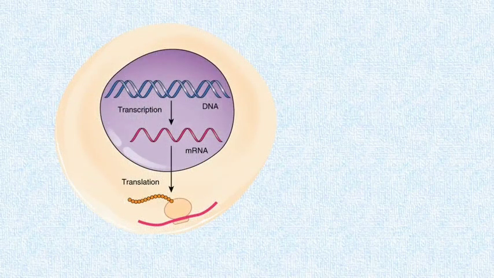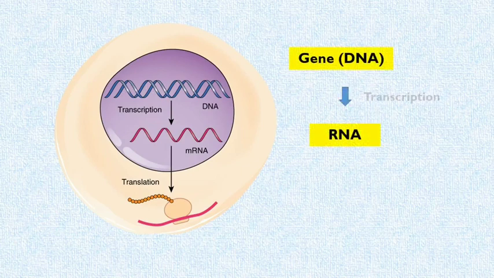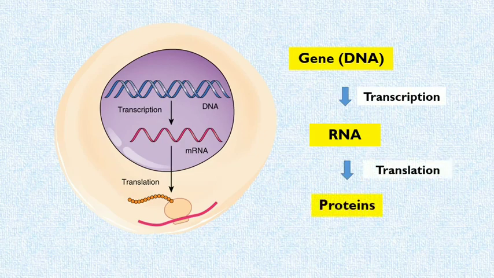We understand that the genome of each organism contains thousands of genes. Each gene or DNA sequence is transcribed into RNA, and then RNA is translated into proteins that play various roles in the body of an organism.